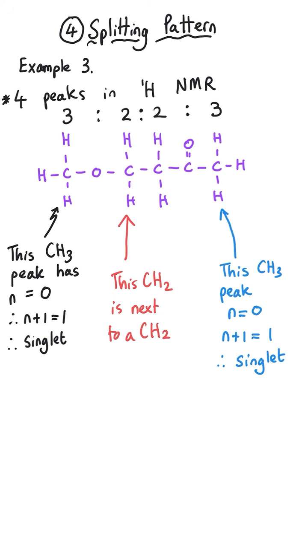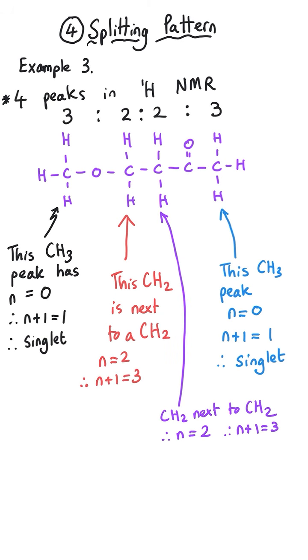And so from the point of view of both of them, there are 2 hydrogen atoms on the neighbouring carbon atom, and so that means that this CH2 on the left-hand side will be split twice by the CH2 on the right. So N is 2, N plus 1 is 3, and so this will be a triplet. And in the exact same calculation, the CH2 on the right will be split twice by the CH2 on the left, and so that will also become a triplet.